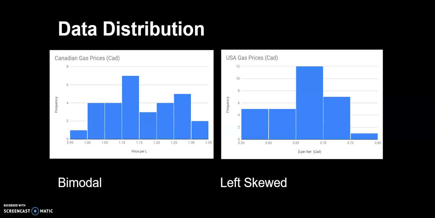When looking at the prices through a histogram, the Canadian gas prices have a bimodal data distribution, and when you look at the American gas prices, they have a left skew, meaning that there's more on the lower side, causing them to bring down the overall prices.